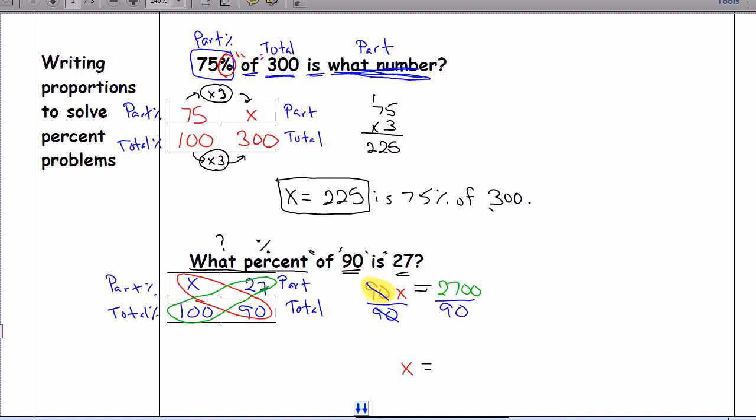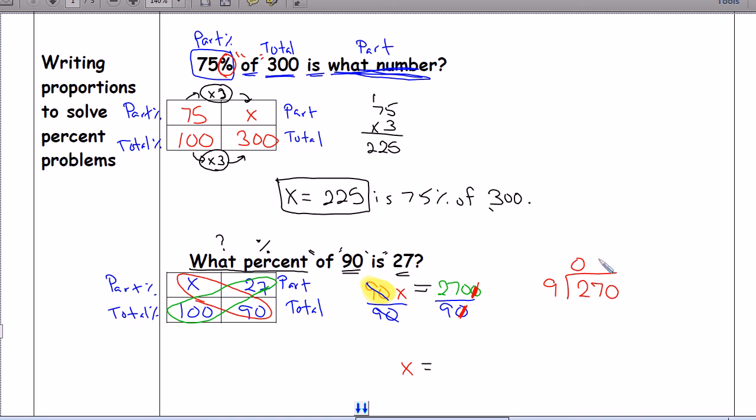It's 2700 divided by 90. Here's a shortcut that you need to know. If you have a 0 on the bottom and you have a 0 on the top, for every 0 on the bottom you can cross out a 0 on the top, leaving you with a smaller number. Now I only have 270 divided by 9 instead of 2700 divided by 90. So after I do the shortcut, I can go ahead and just divide by 9.